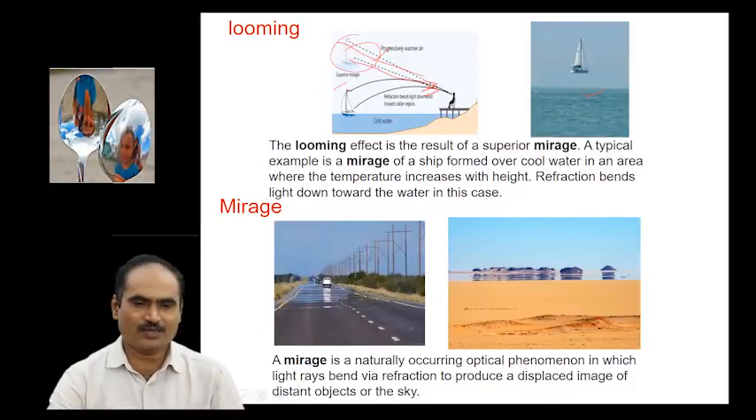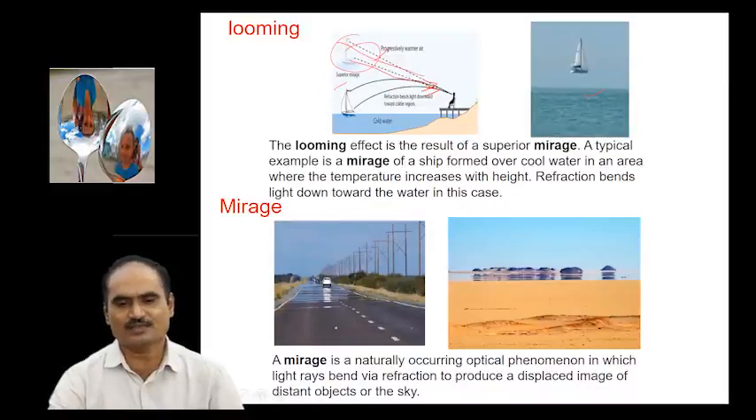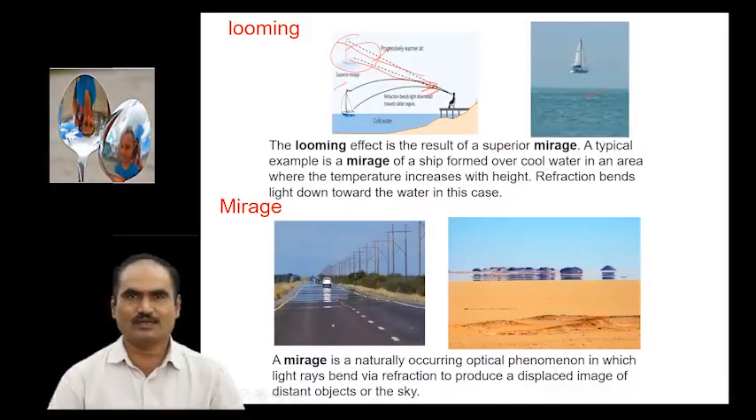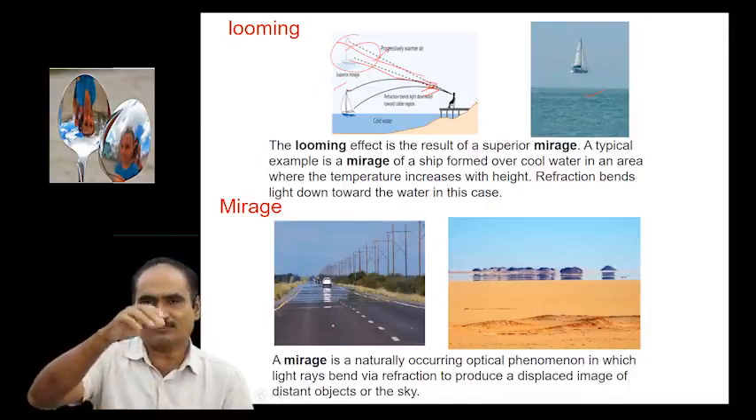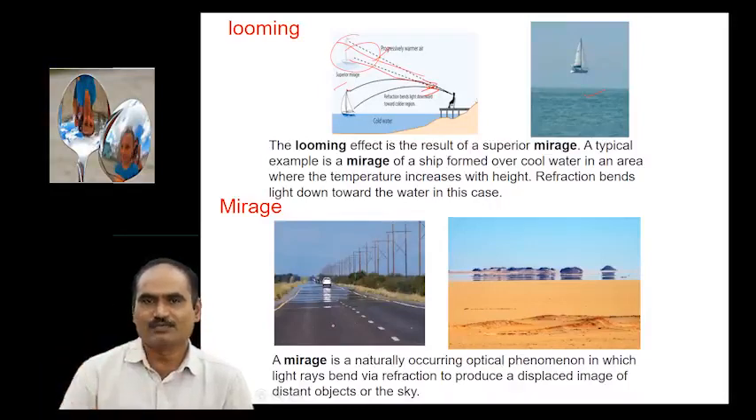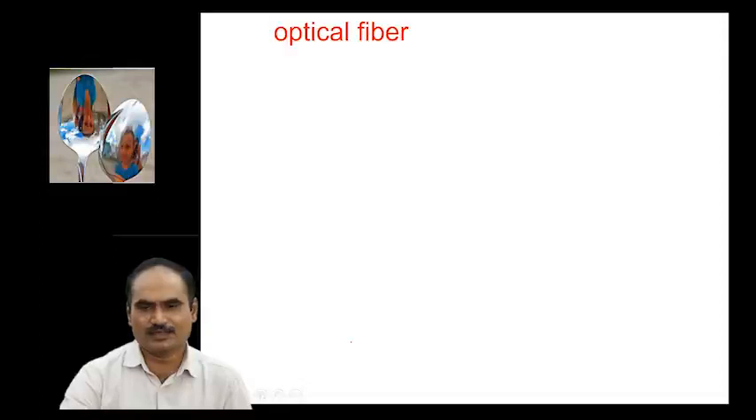Another important application is mirage. In the case of mirages, this happens in hot conditions when you are traveling on a road. You see that there is some water on the surface of the road. But when you go close to that position, you will not find any water. This all happens because of total internal reflection. Right? Another important application is optical fiber.